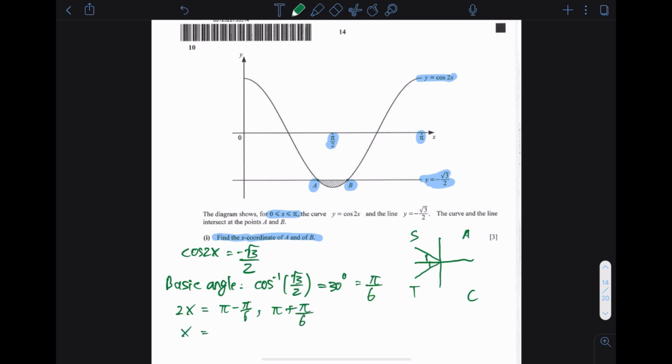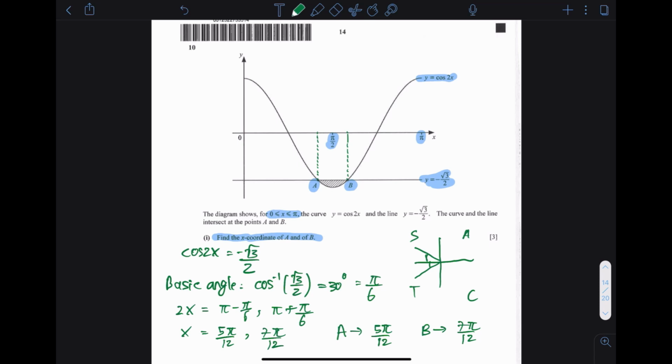Simplifying this will give us the x value as 5 pi over 12 and 7 pi over 12. Divide by 2, that should be good enough. For point A, the value is 5 pi over 12, and for point B, the x value is 7 pi over 12. This is actually quite accurate. If you take a look, point A and point B are pretty close to pi over 2. I dare say that they are actually symmetrical in distance to pi over 2 as well.